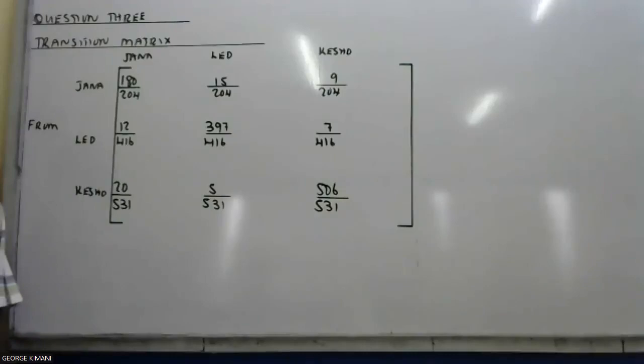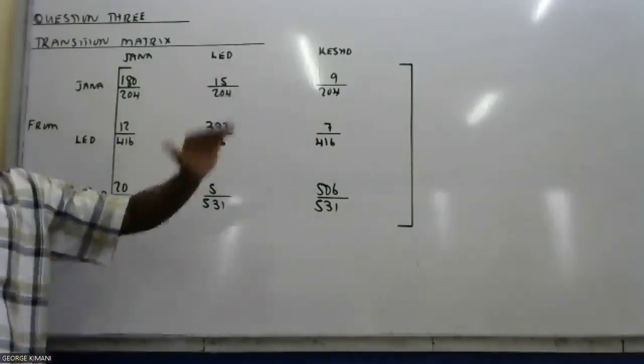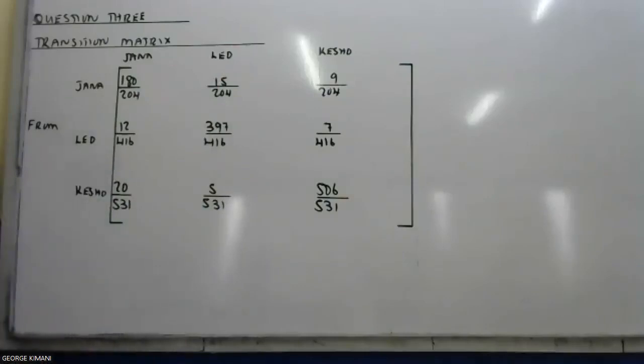What we have done there, we have filled the table by using the losses to. You can also fill the table by using the gains from. I don't know whether your question has the gains from, but the others may have given you the two tables, the gains and the losses. So the gains would be like this. Jana has retained 180. It has gained 12 from Leo, and it has gained 20 from Kesho. Actually, you can do it this way. Take a calculator. We have 180, which is what we made after we lost this and this. Then add 12, add 20. The answer you get, is it the one for Jana? Yes. So they lost that, they gained this.